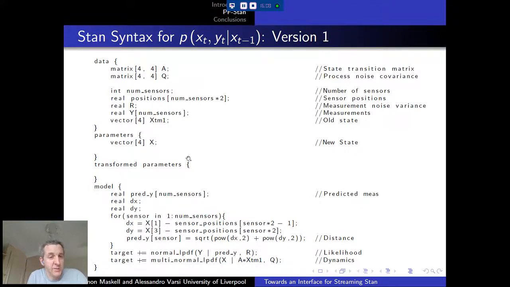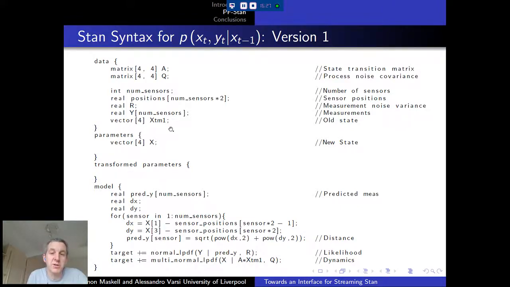So this, if all these things in the data block were known, would be a standard Stan file. There's nothing new. We use it in a slightly different way, but there's nothing different about how the Stan file is defined relative to a Stan file that would just run normally.